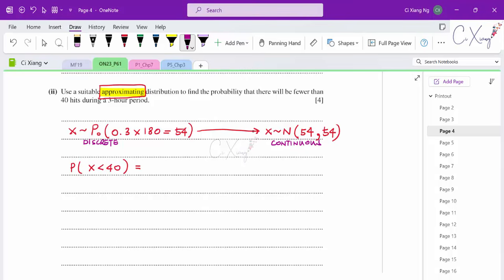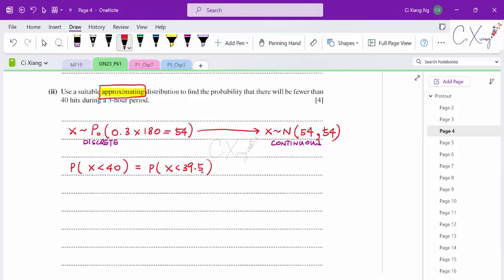Therefore, when you are trying to change a discrete random variable to a continuous random variable, you have to apply continuity correction. So the continuity correction is either plus 0.5 or minus 0.5. So smaller than 40 will give us minus 0.5. So it should be 39.5.